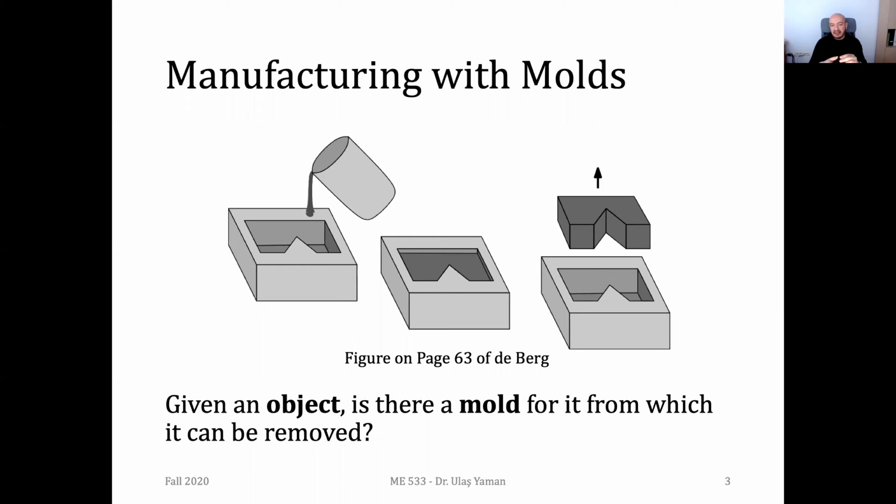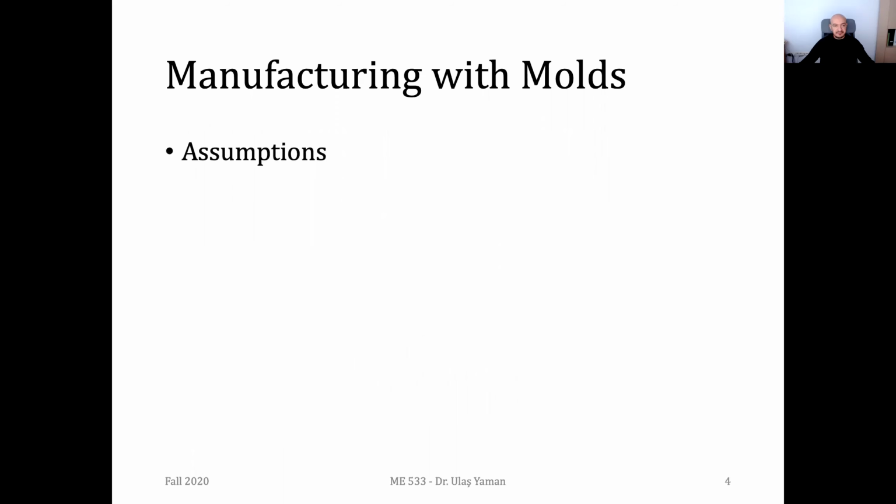But if it's concave, then you may need to use at least two of the molds, let's say, on top of each other. And sometimes, if the part is more complicated, you may need to use 3 parts, 4 parts. So depending on the complexity, also the complexity of the mold will increase. And we will try to find whether there is such a mold or not for the given shape. This is our problem, and for that problem, we will propose using linear programming.